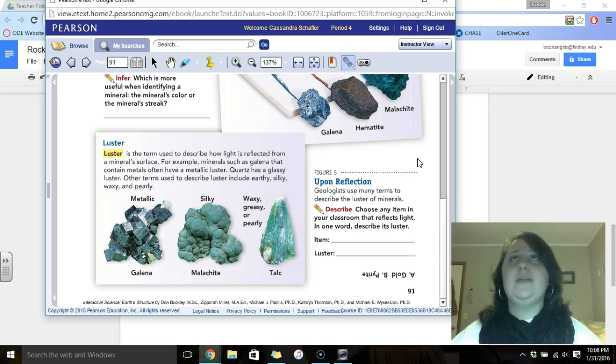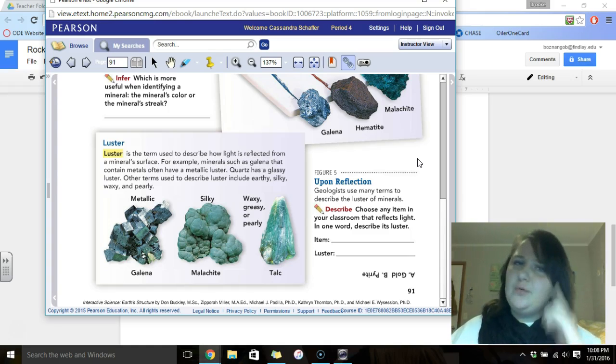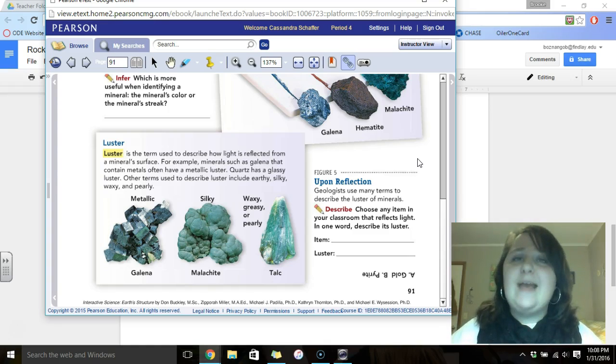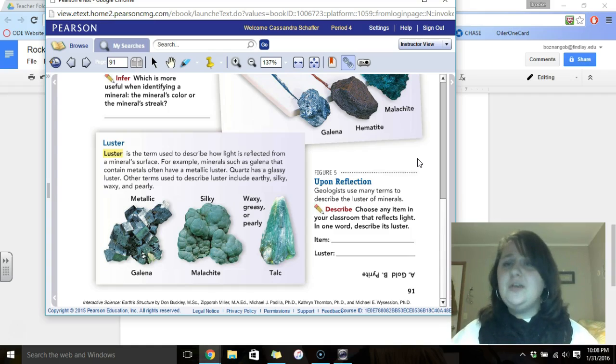When we were talking about metals, nonmetals, and metalloids, we talked about how metals have luster and nonmetals don't. Do you remember what luster was way back when? I know it seems like a long time ago. So when we talked about luster, we said that metals had luster. They were shiny. So that's kind of the same idea with minerals, but we're going to take it a step further with minerals. Luster is the term used to describe how light is reflected from the mineral's surface.